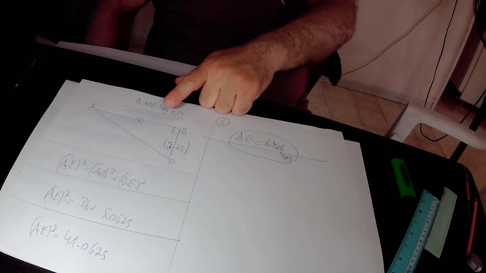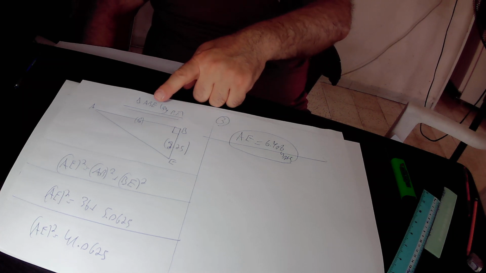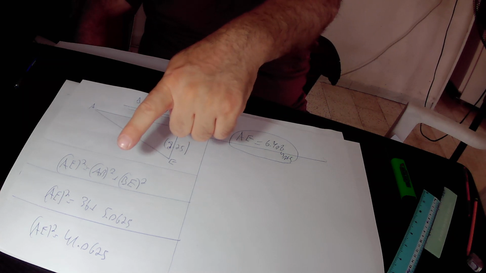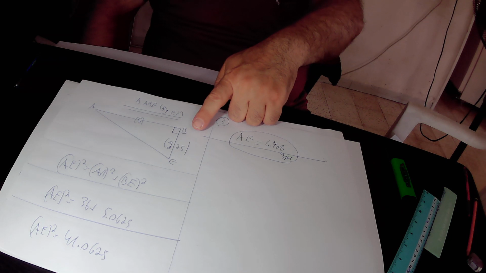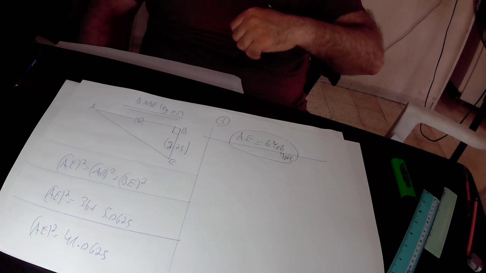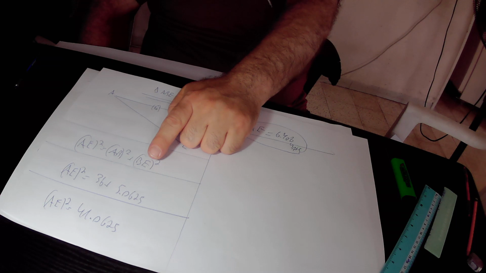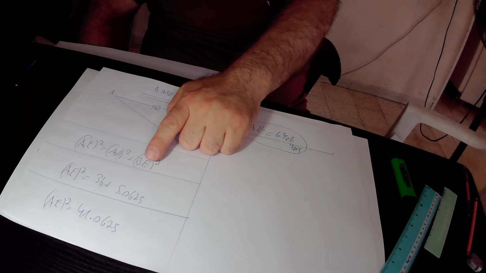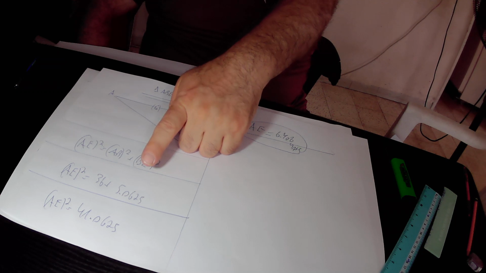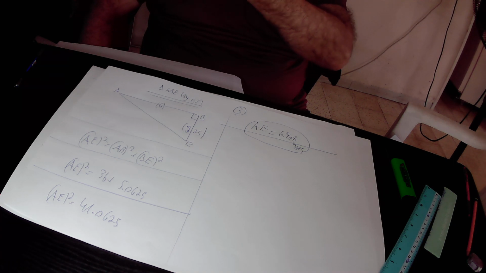AE is the missing side, so we leave it as it is. So AE squared equals AB squared. AB is 6, therefore AB squared is 6 squared, that is 36, plus BE squared. BE is 2.25, therefore BE squared is 2.25 squared, that is 5.0625. So in total, AE squared equals 36 plus 5.0625. 36 plus 5.0625 is 41.0625.